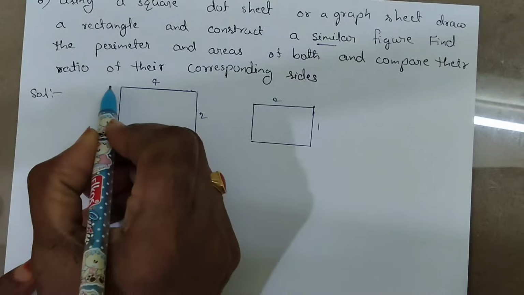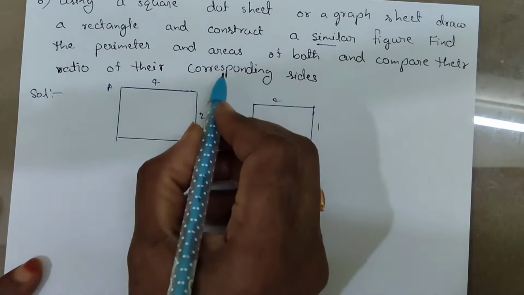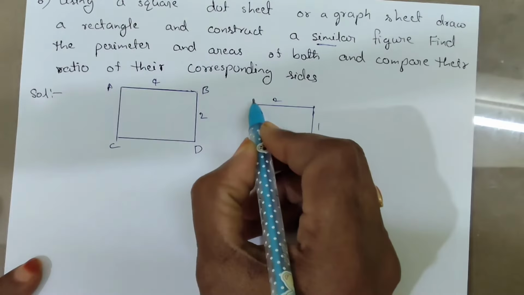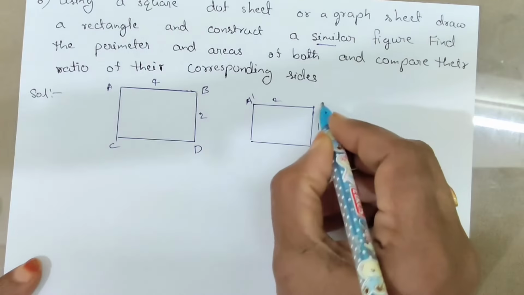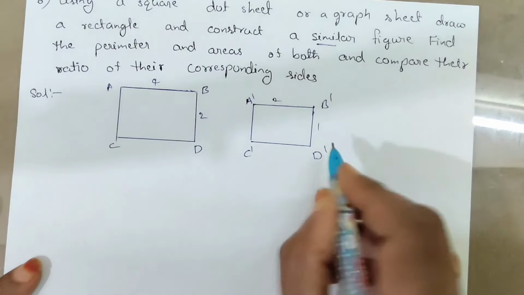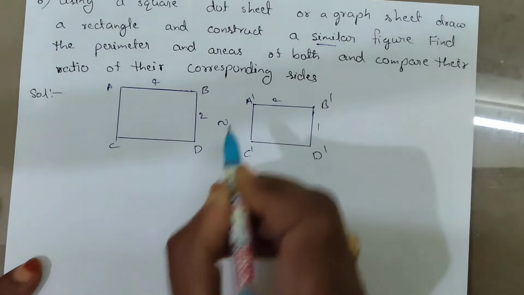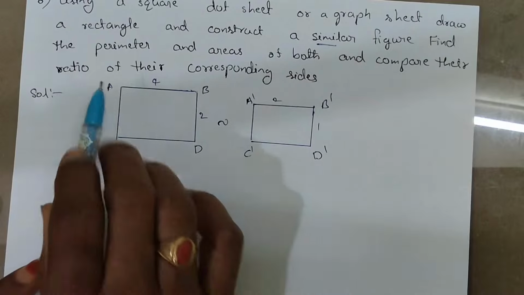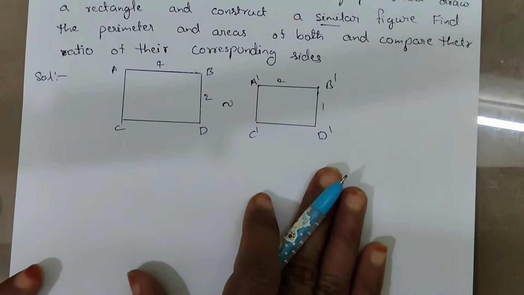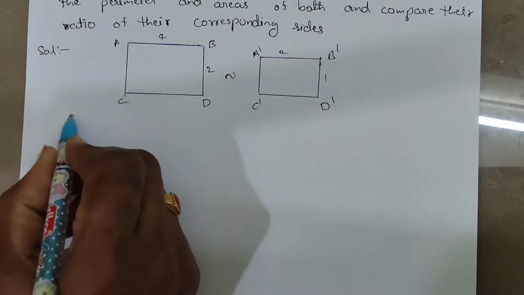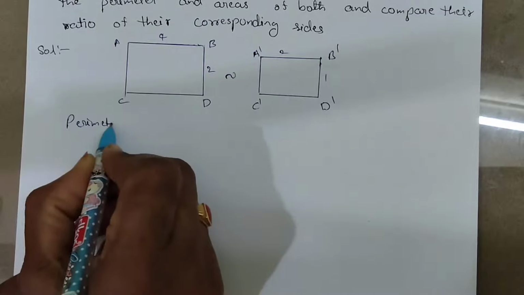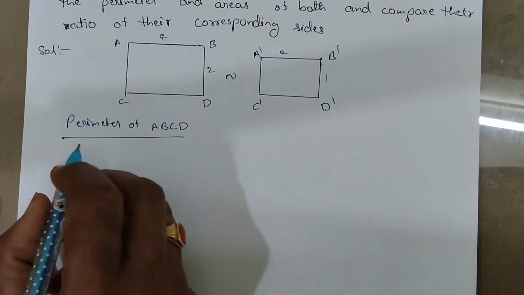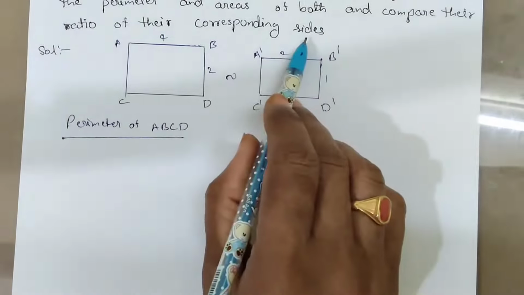So first we write ABCD and A dash, B dash, C dash, D dash. These two are similar figures, not congruent. You observe carefully, similar figures. Now we compare the perimeter and area. So first we find the perimeter. Perimeter of ABCD by the ratio of their corresponding sides.